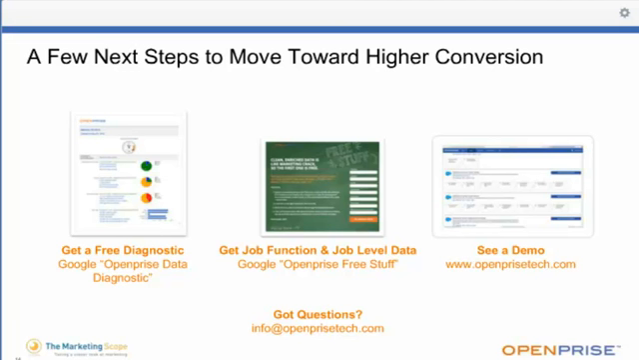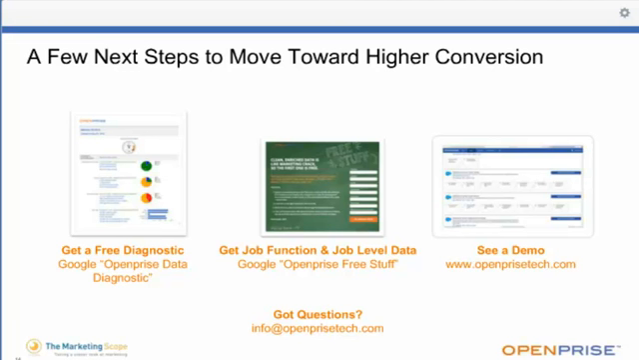So before we hit the Q&A session, there's a couple things that I'd like to point out in terms of things that you can do if you want to improve your data quality so that you can improve conversion. And all of these will help you in identifying and fixing some of the fails that you have. The first one is, as I mentioned before, if you haven't done a data diagnostic, do one. They're free. They only take a couple minutes of your time, and they'll let you know exactly what you're working with.